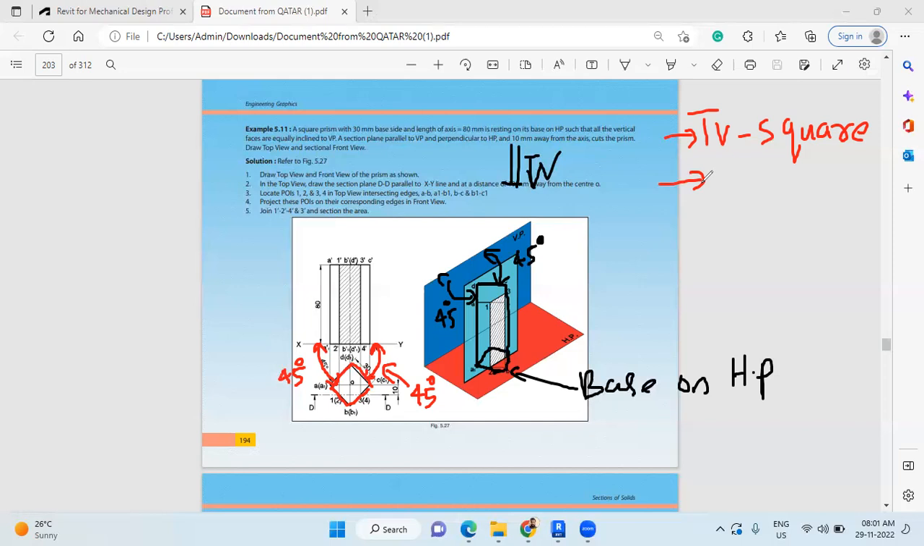Okay, so top view completed. Then project the top view here. What is the shape of the front view? Rectangle. Okay, so draw a rectangle. What is the height? 80 mm. Okay, so draw a rectangle of height 80 mm.